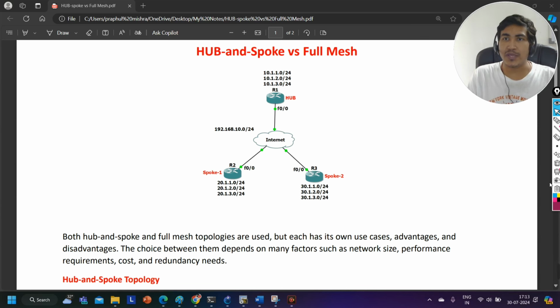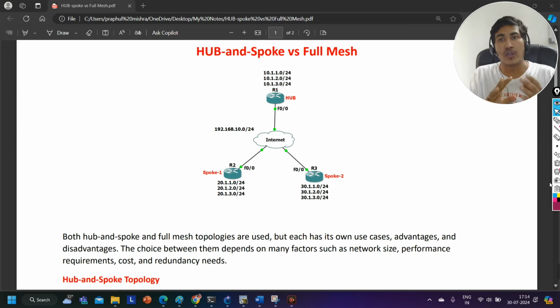In this video today, we are going to understand the scenarios where we are using hub and spoke topology, and the scenarios where we are using full mesh topology. According to my experience, I will also tell you which one is more popular, hub and spoke or full mesh. But for now, both are popular. At the end of this video, I will tell you which one is more popular.